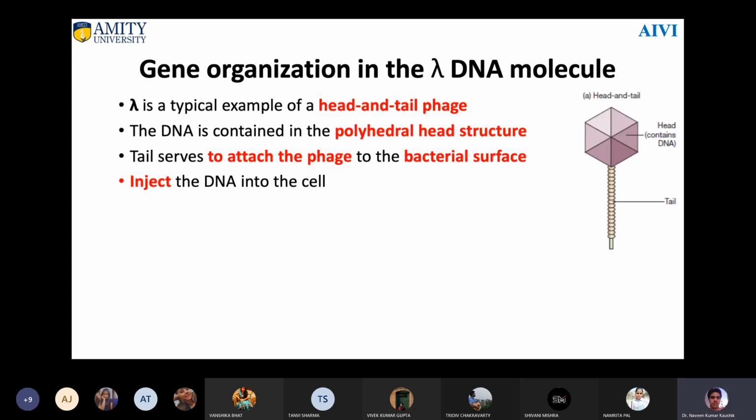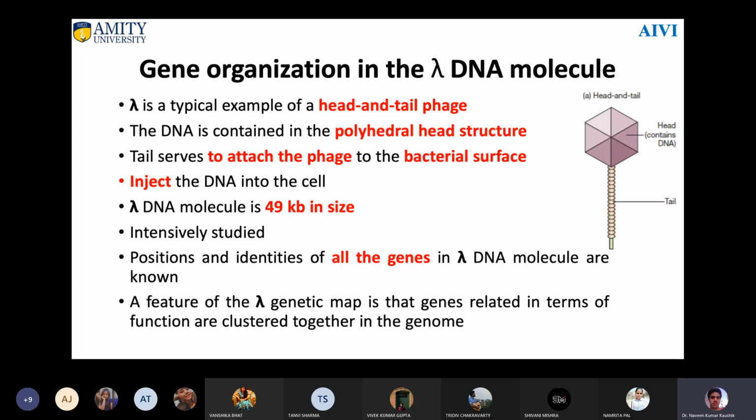As we already mentioned, lambda phage is a typical head and tail phage virus. Most bacterial phages have such a structure: one head, one tail, and the structure is polyhedral. The DNA molecule it carries, which serves as our vector, is 49 kilobase pairs in size. It is a very intensely studied virus, and that's why we use it as a vector for many of our technologies.